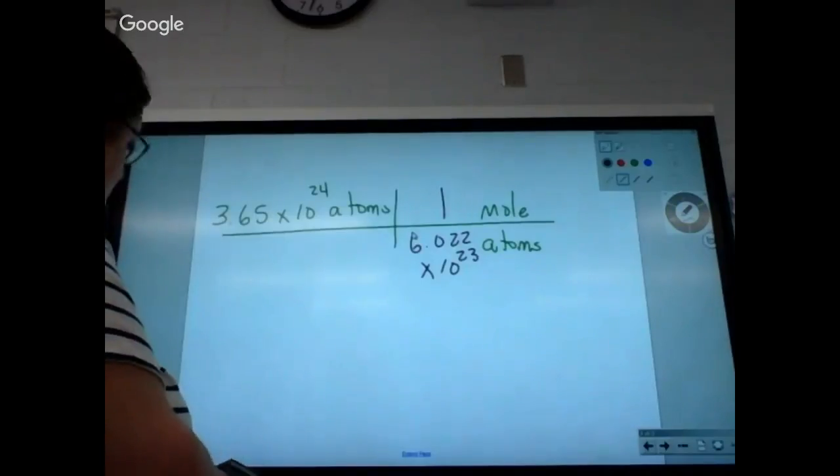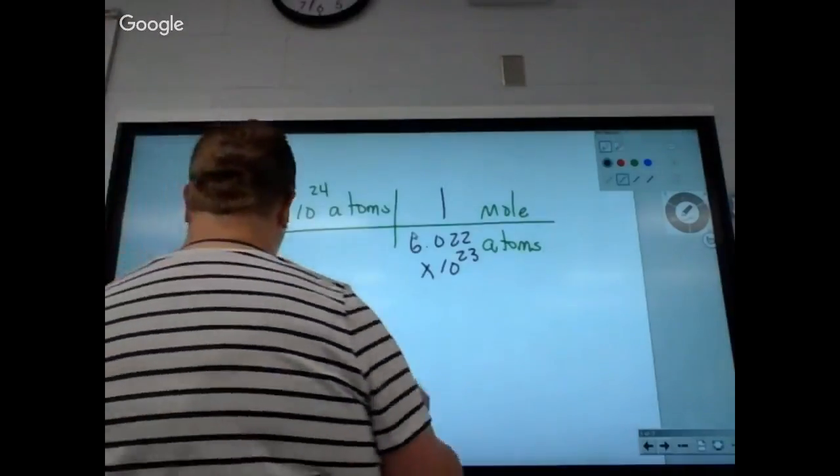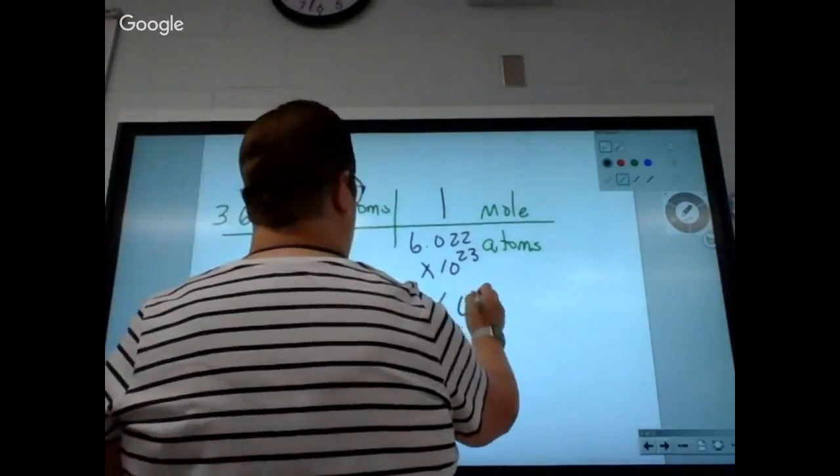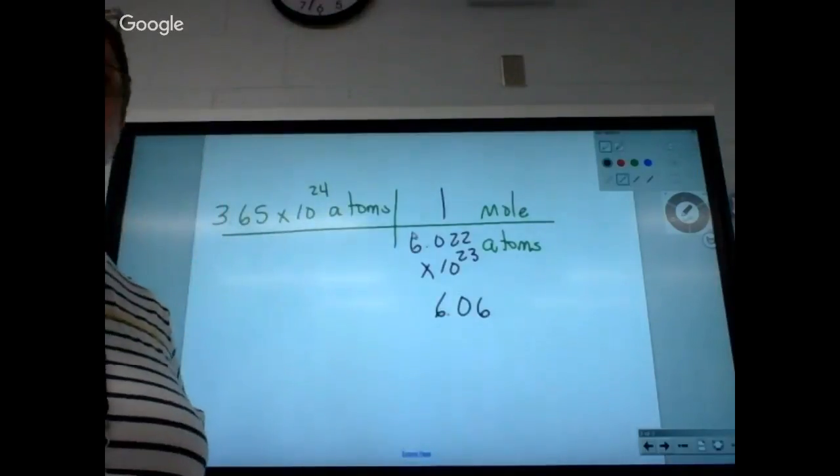0.065. Second, EE, 24. Divide 6.022 by second, EE, 23. I got 6.06. Now, why did I round to 6.06 and stop?